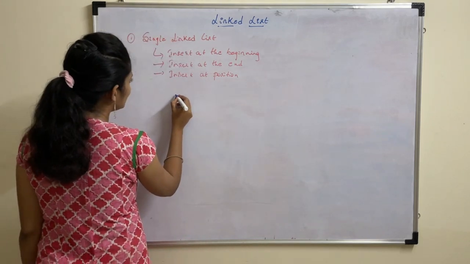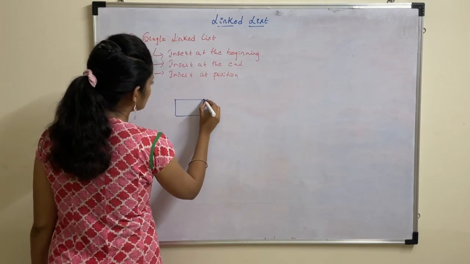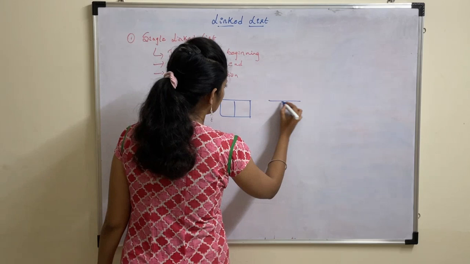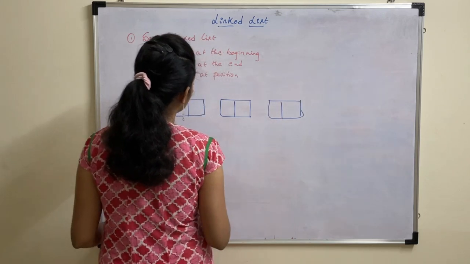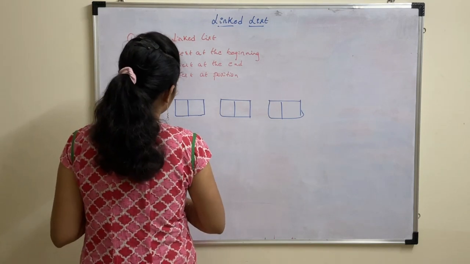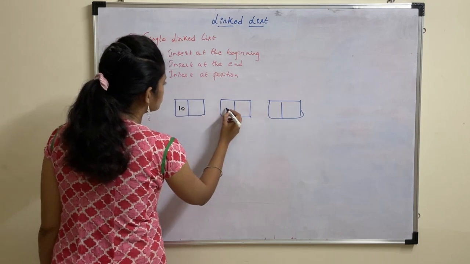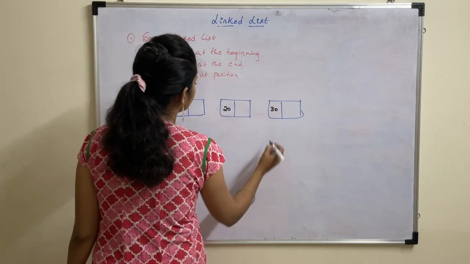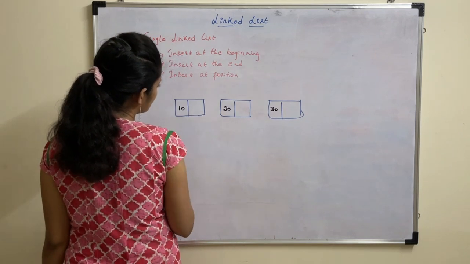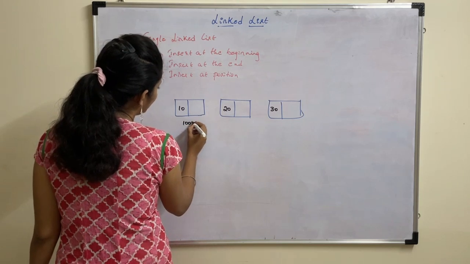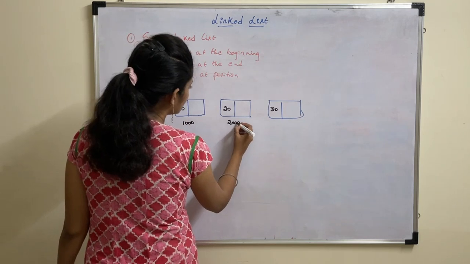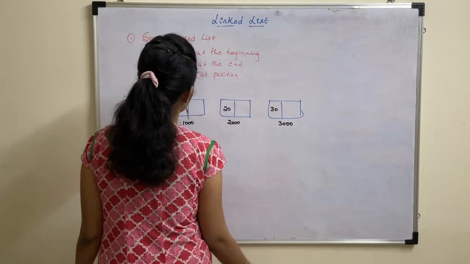So first, let us see how to create the nodes. Let us take a collection of nodes. Assume that we have 3 nodes, and let the values in the nodes be 10, 20 and 30. I told you, every node contains 2 fields, data field and next field. Let the memory locations or addresses of these nodes be 1000, 2000 and 3000.